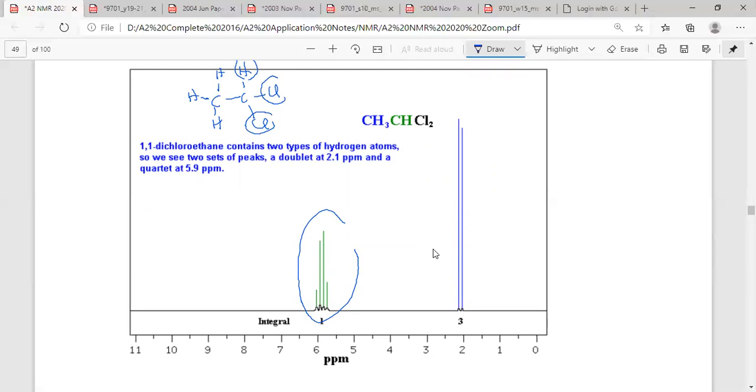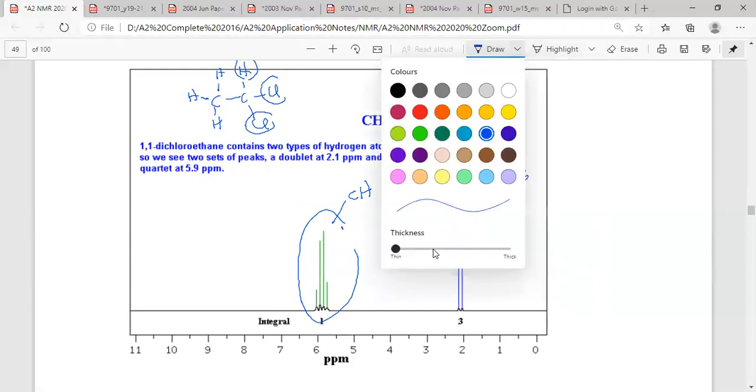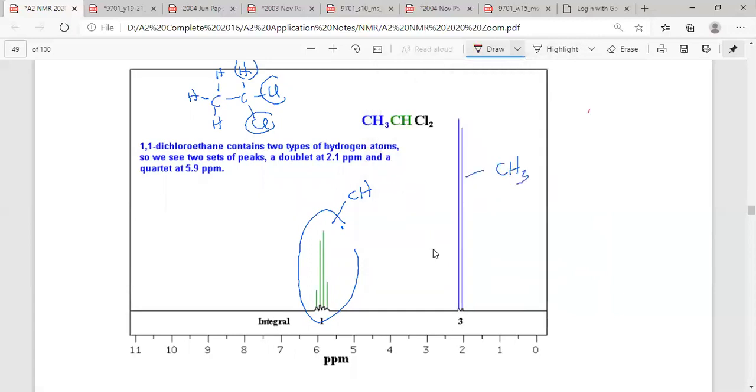Now this is a CH3. This is your CH. Now these 3 here. These 2 hydrogens here will be split by the adjacent one, this one here. This is the adjacent hydrogen to these 3. Why? Because 1 bond, 2 bond, 3 bond. 1 bond, 2 bond, 3 bond.